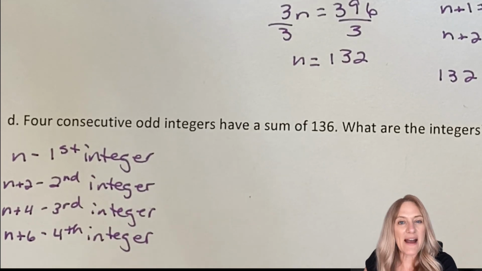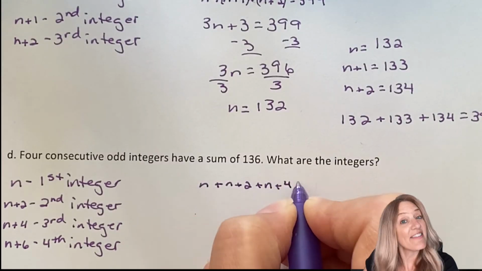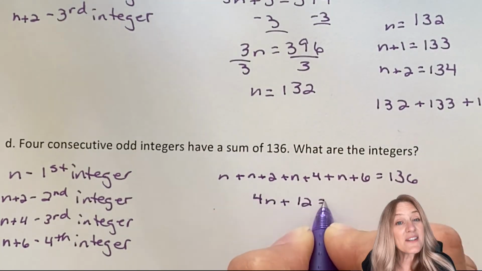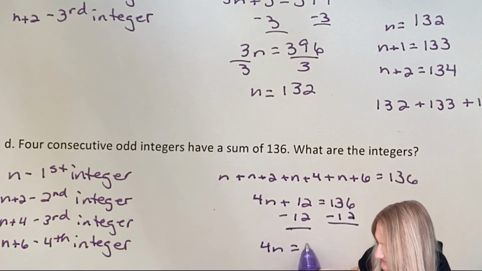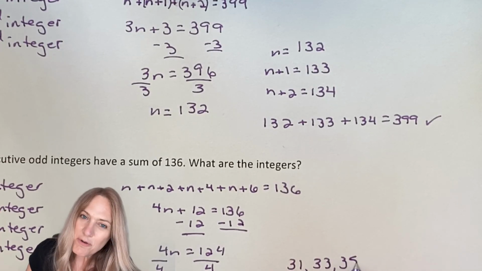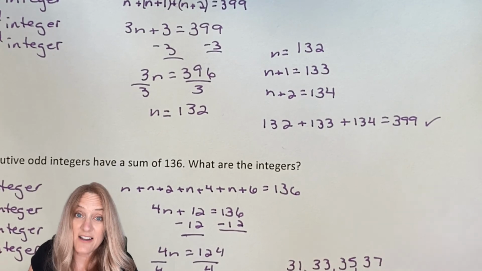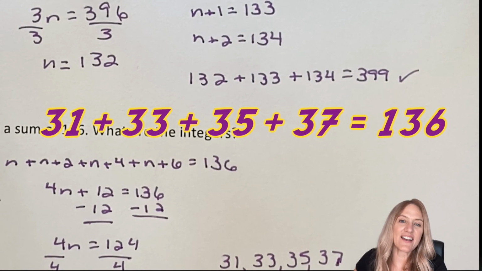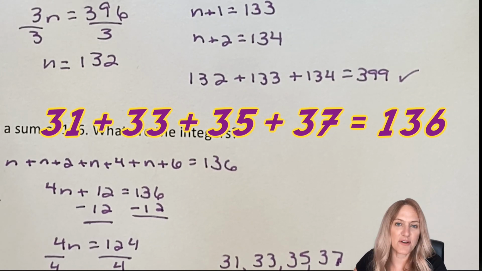Remember, we are always going back to that first integer. Let's go ahead and add these up, equal to, what is it? 136. Combine like terms and solve. n equals 31, but then remember, first 4 consecutive odds. So 31, 33, 35, 37. And of course, a quick check, I can see that those do indeed add to 136.